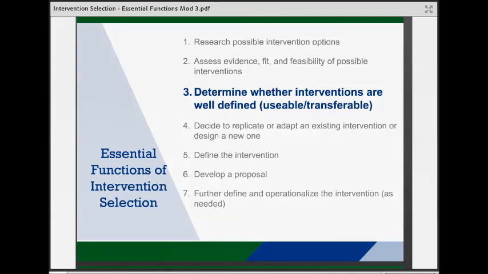As a reminder, teams should have already researched possible intervention options and assessed the evidence, fit, and feasibility of an intervention before moving on to decide whether to replicate or adapt an existing intervention or design a new one, defining the intervention, developing a proposal, and then further defining and operationalizing the intervention as needed.